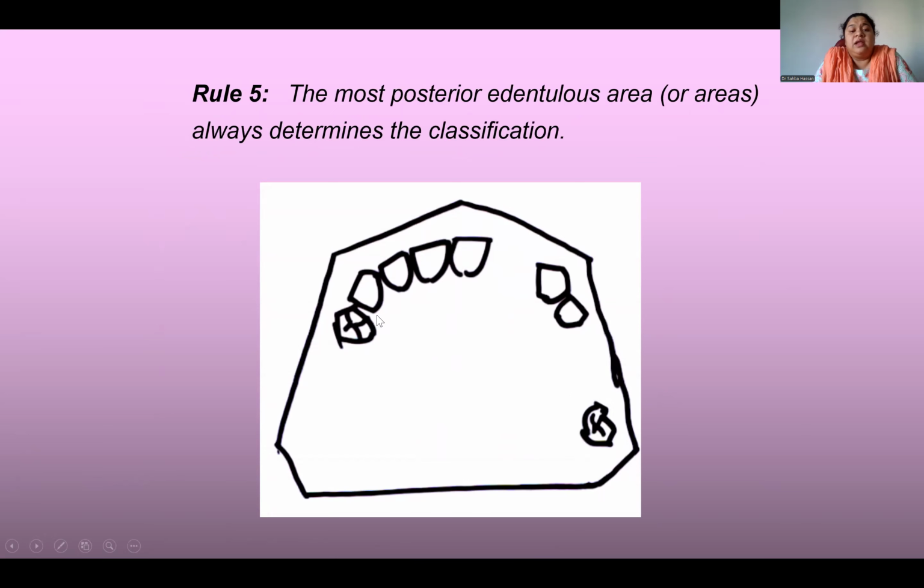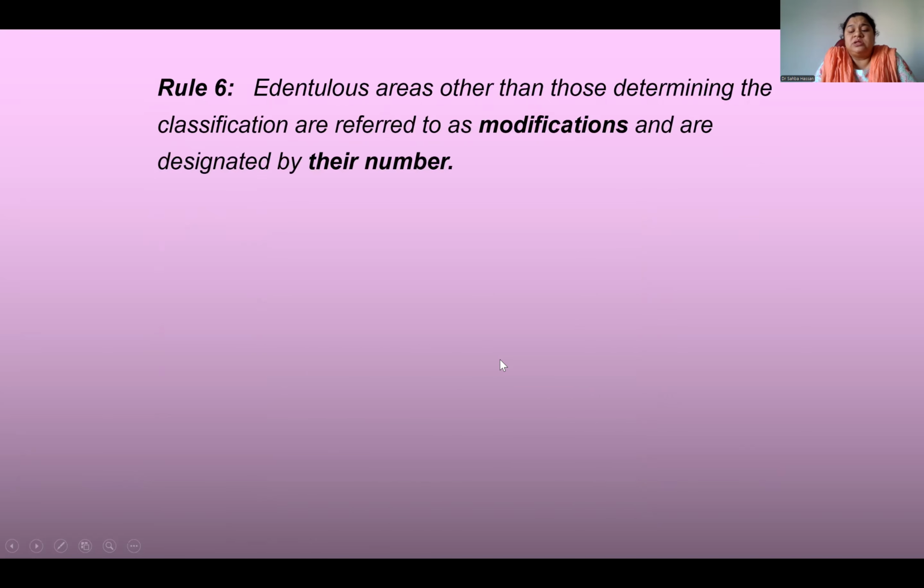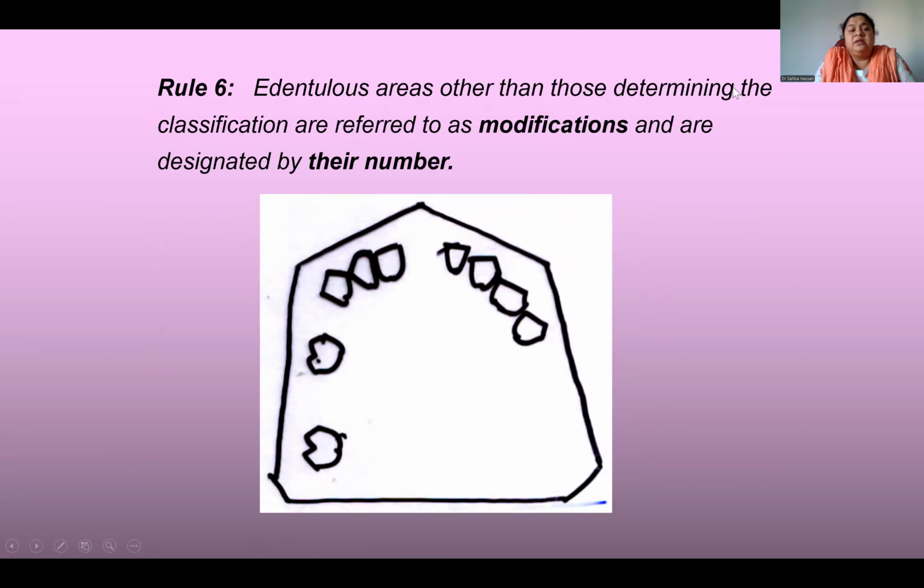Just see on my left side: that space is class 2. Two more spaces are missing on my right side; these are modifications. So class 2, mod 2. Class 2 because on my left side one edentulous space is there, and on my right side those two are modifications. Edentulous areas other than those determining the classification are referred to as modifications and are designated by their number.